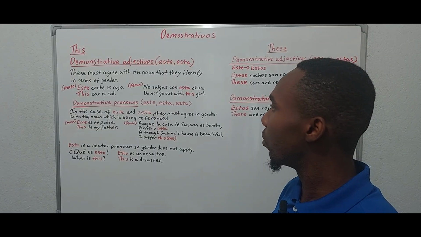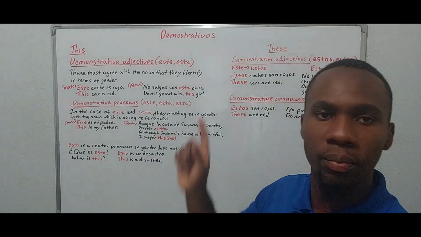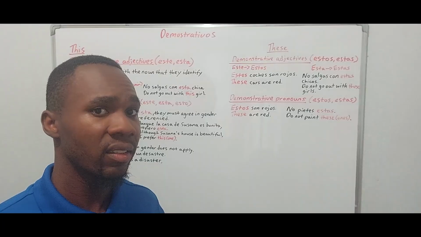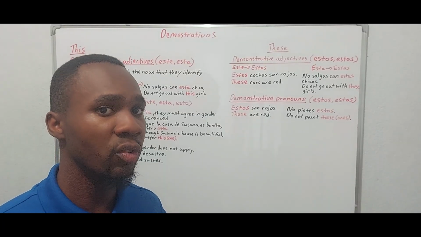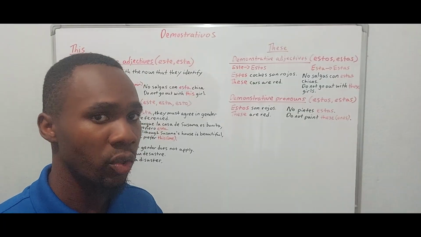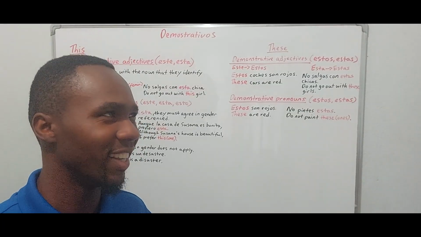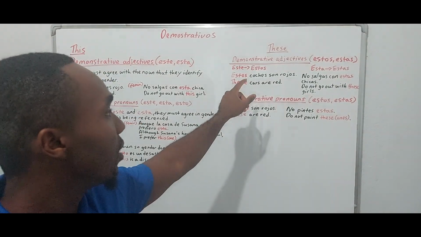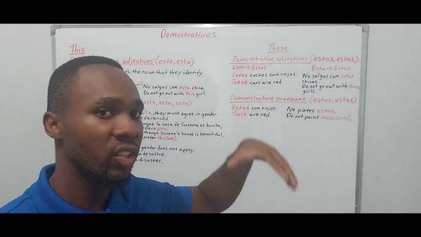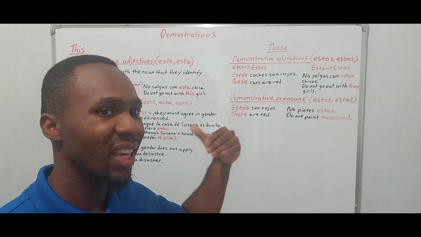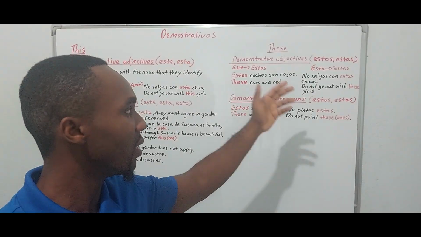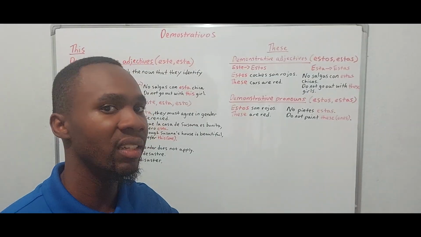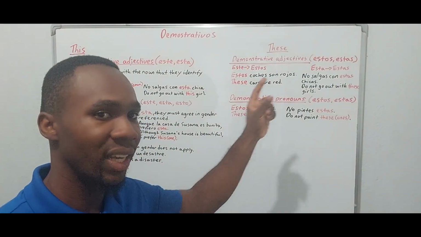So let us go on to the plural. So what are the plural forms? As you know, the plural of this is going to be these. So how do we express those in Spanish? So we have este, which is the singular form. That becomes estos. And esta, which is the feminine form, becomes estas. So these is going to be estos or estas.